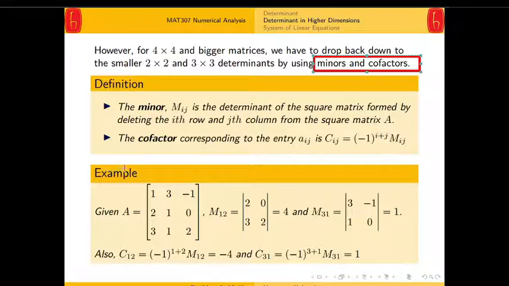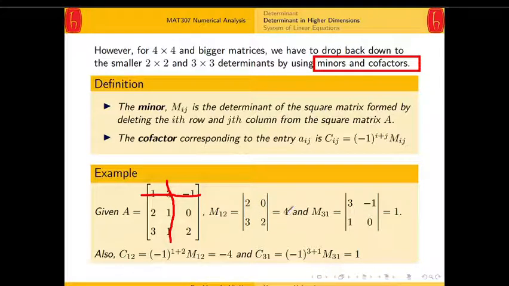Okay, so in this example, given a matrix A, M12 will be the determinant of this submatrix. How can we find this submatrix? This is basically found by deleting the first row, and the second column. So this will be 2, 0, 3, 2. So when we take the determinant of this matrix, this will be basically 4 times 4 minus 0, which is 4.